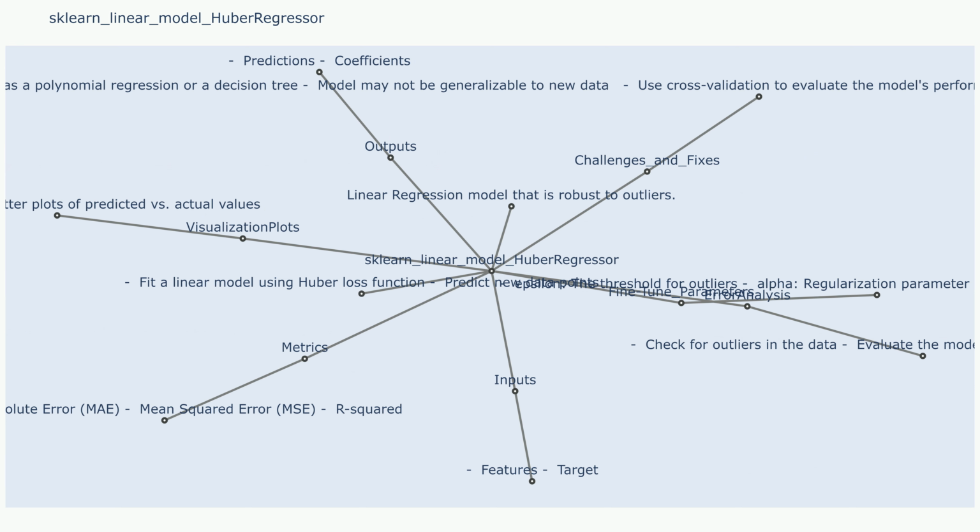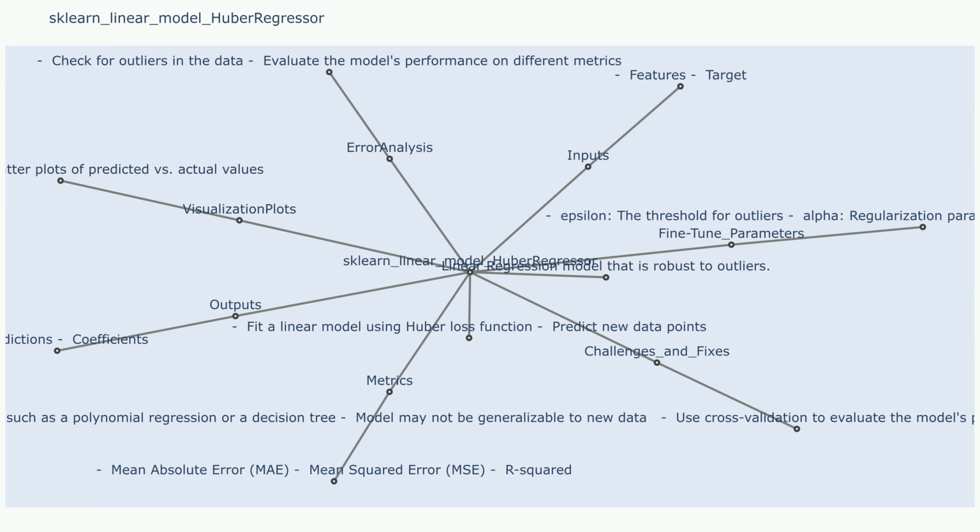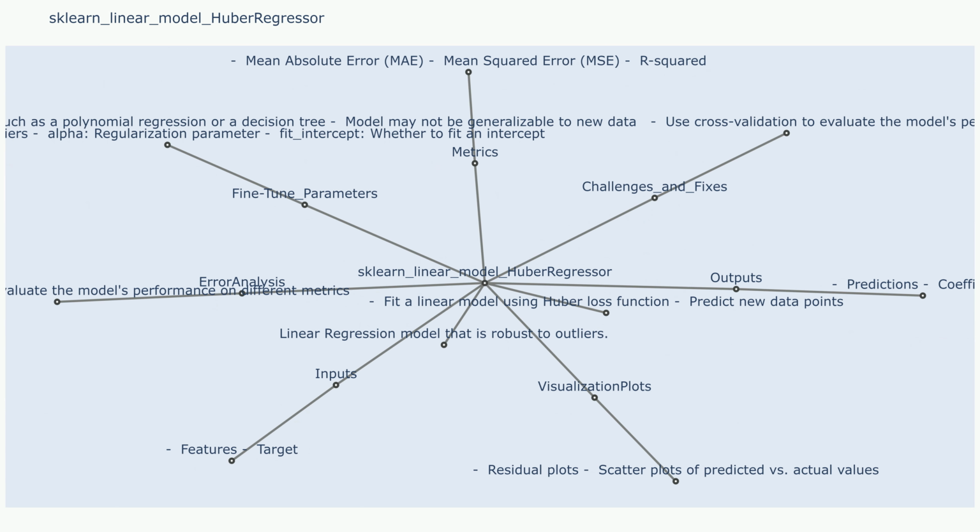Inputs. X, the training data, which is a 2D array with each row representing a sample and each column representing a feature. Y, the target values for the training data, which is a 1D array. Outputs. Coef, the coefficients of the linear model, which are a 1D array. Intercept, the intercept of the linear model.